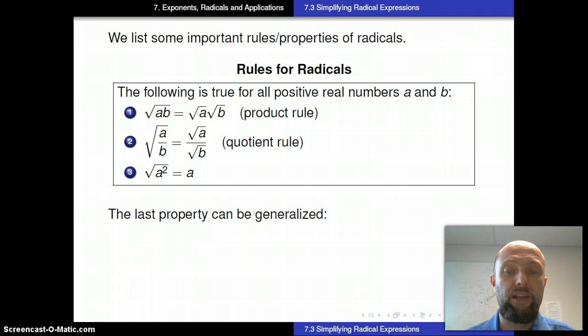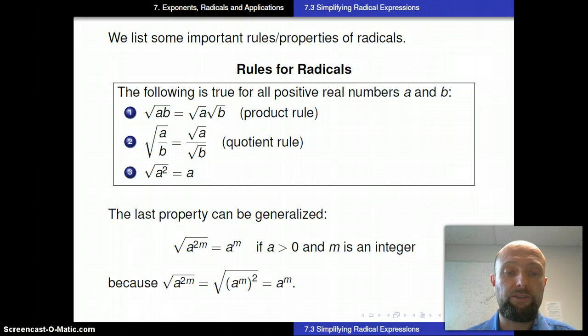This last property can be generalized. The square root of a to the power 2m is a to the power m if a is bigger than 0 and m is an integer. The reason this is true is because we can rewrite a to the 2m as a to the m to the power 2.